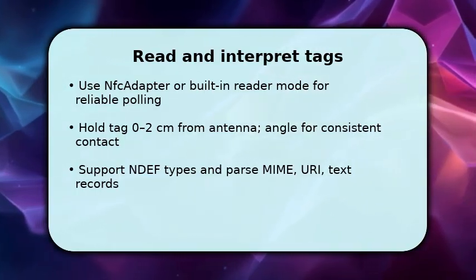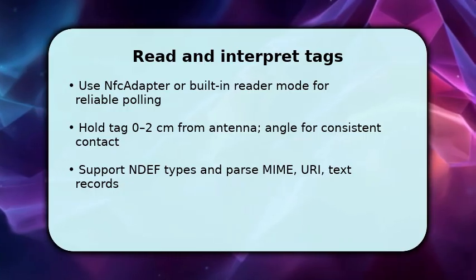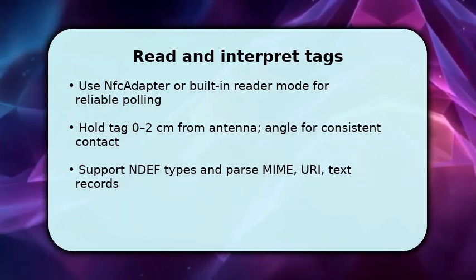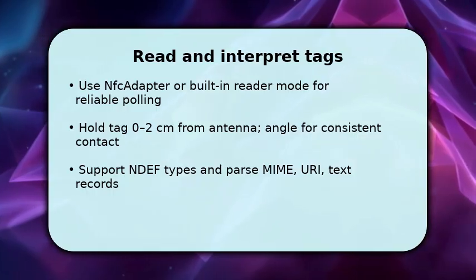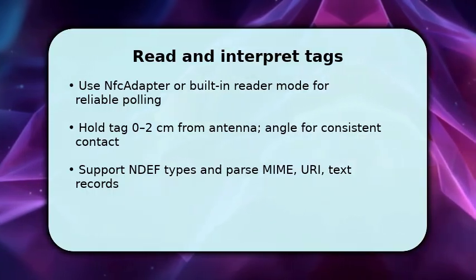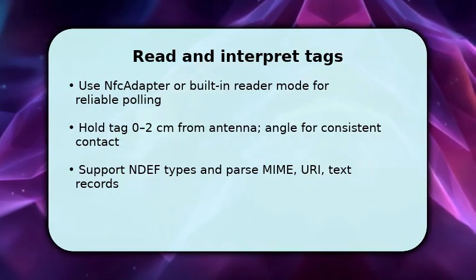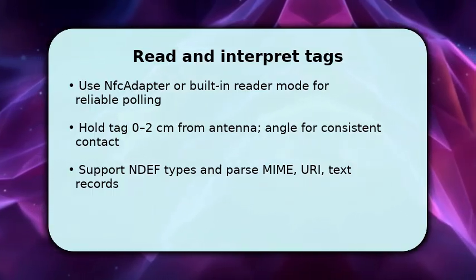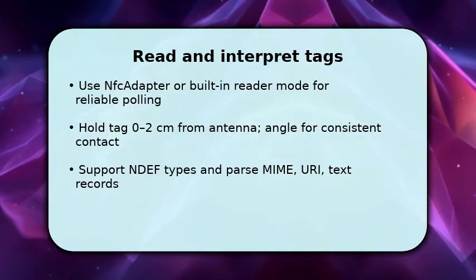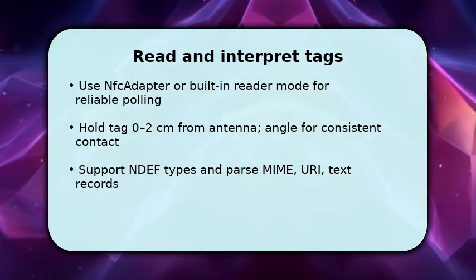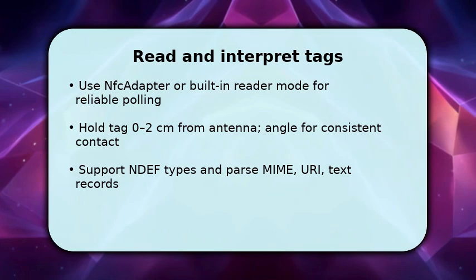Once the tag is detected, your app receives an intent or callback with raw NDEF payloads, so parse MIME, URI, or text records accordingly. Because tags vary, implement retries and short delays. This improves success rates and explains why some tags need reorientation or a second attempt to deliver complete data.